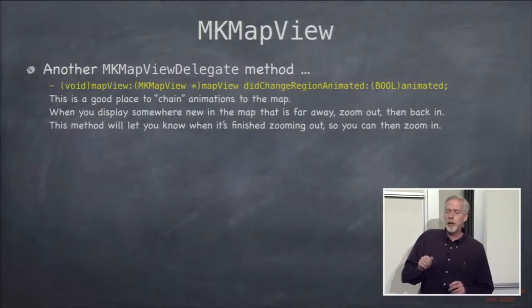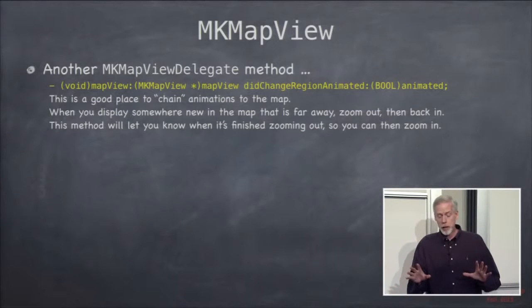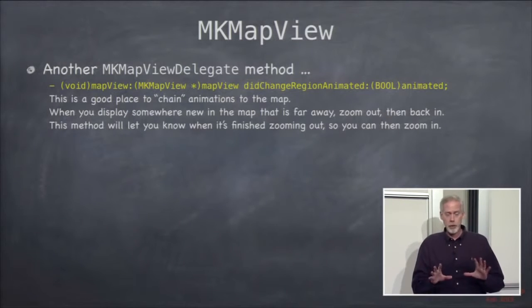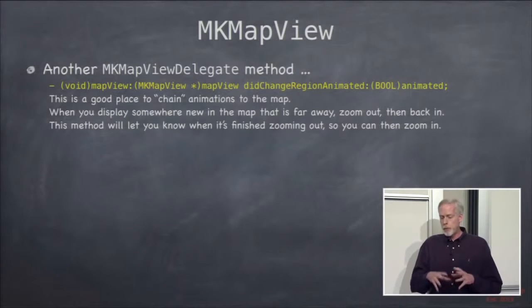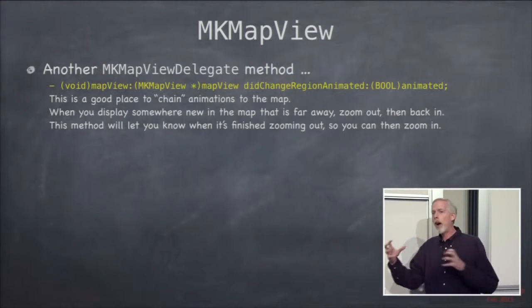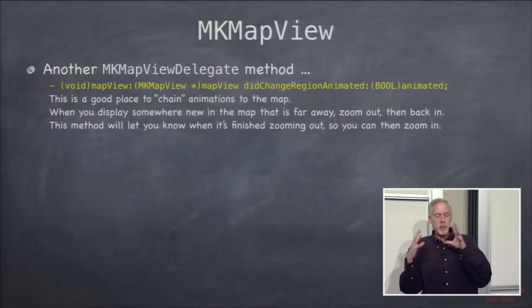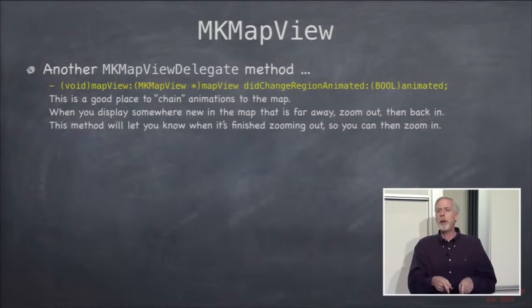This MapView delegate method, there's about 20 MapView delegate methods. I can only cover the tiny few here, like viewForAnnotation and didSelectAnnotationView. But another interesting one is didChangeRegion. The reason this is interesting, this gets called if the map is animating, moving around, changing the camera or something. When it's done, it'll be showing a new region. It'll send this message to you. Why is that important? Why would you want that?